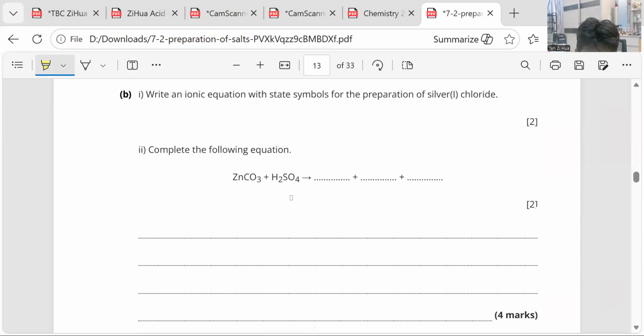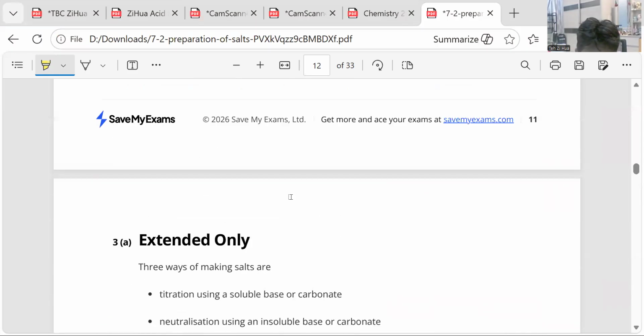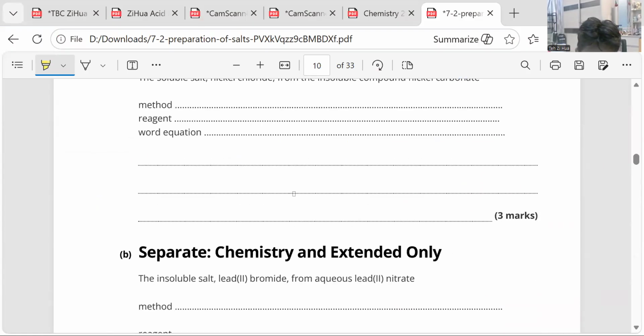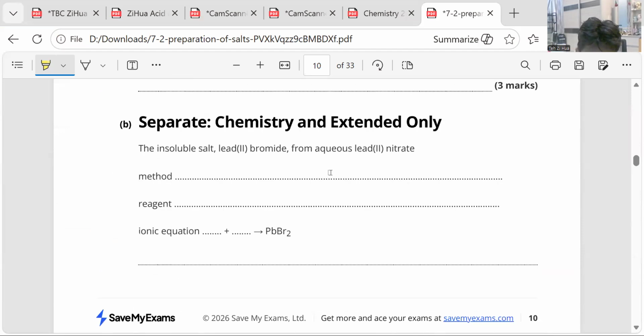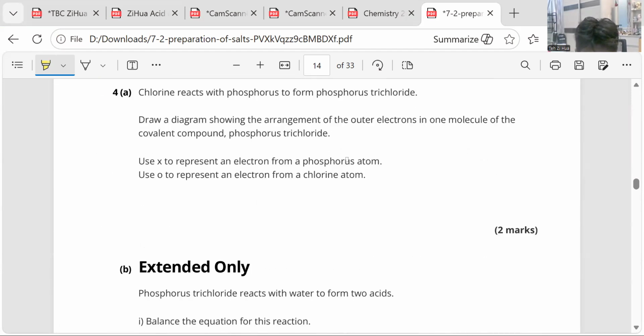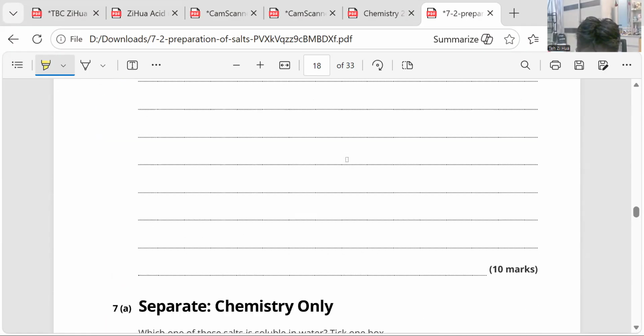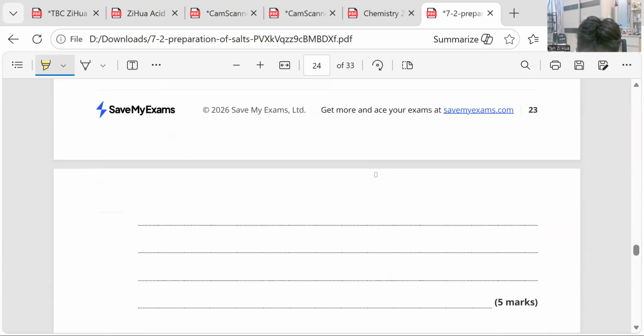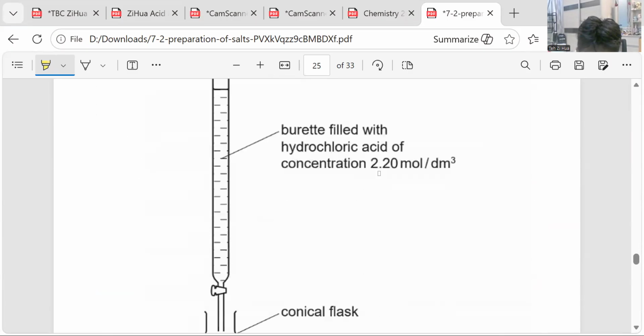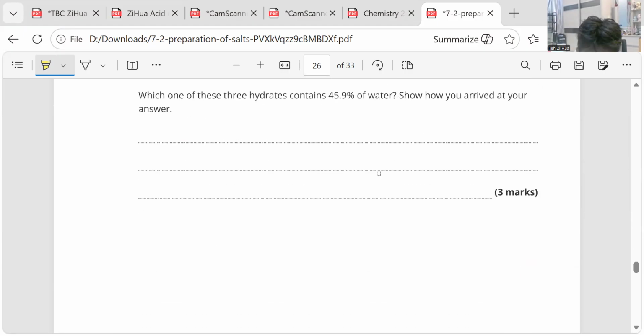So homework, don't need to finish all of this. Can you just do from page 10 to the calculation one? Okay, page 10 to page 26. Can? ZiHua? 10 to 26, huh? Okay, I see you then.